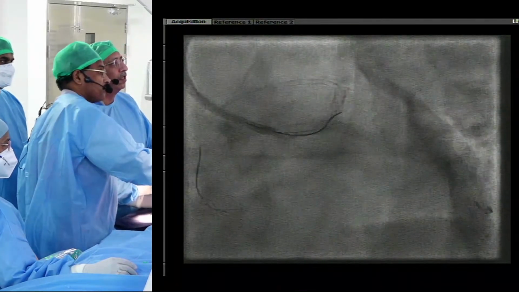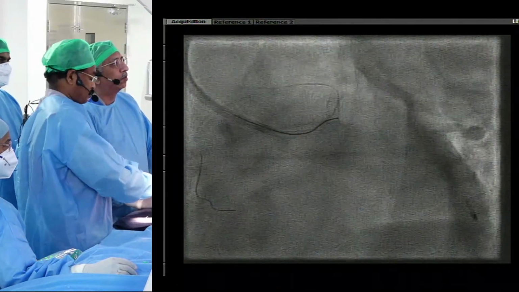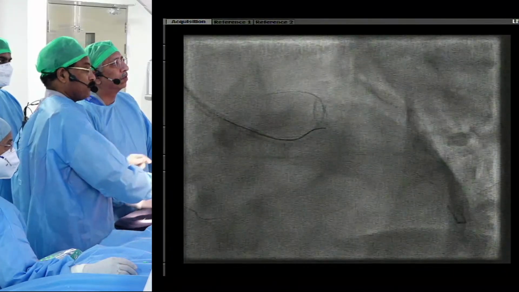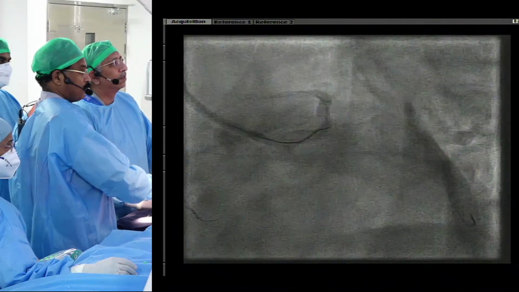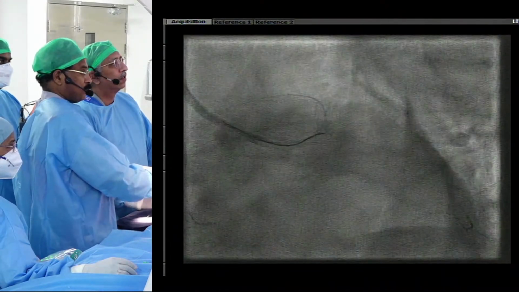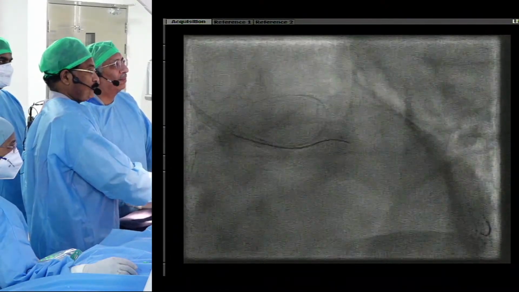Give me a small puff. So I'm going to try. It's the next to... and carina alignment. Yeah. No cusp alignment. Can you puff? Right. So I think I've crossed distally.